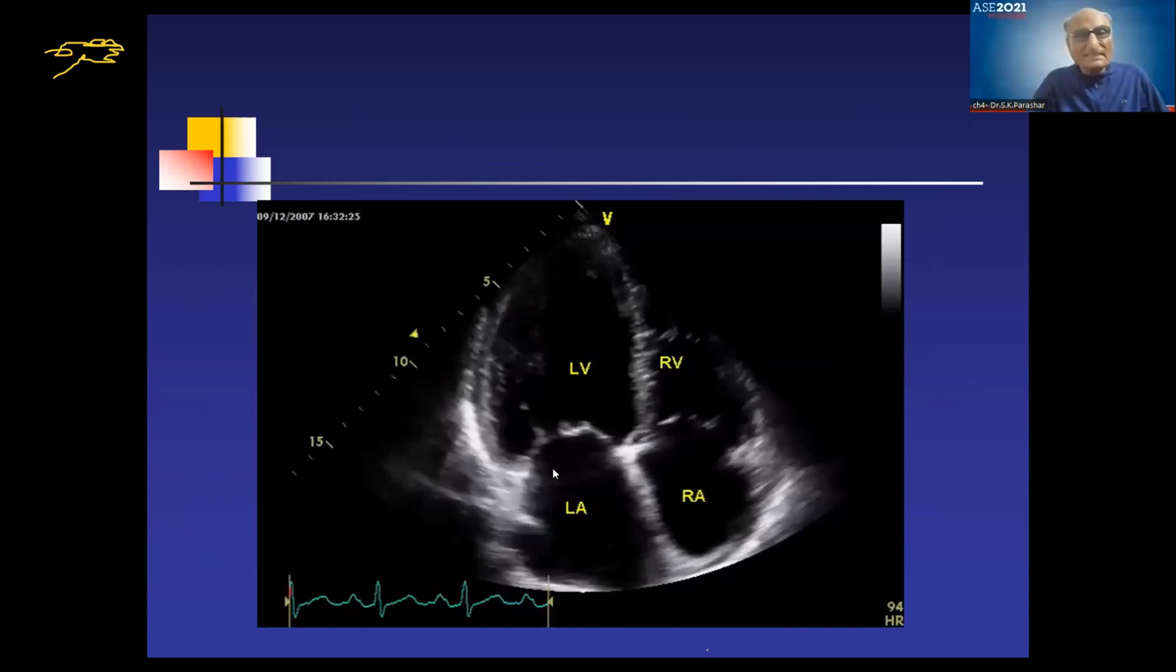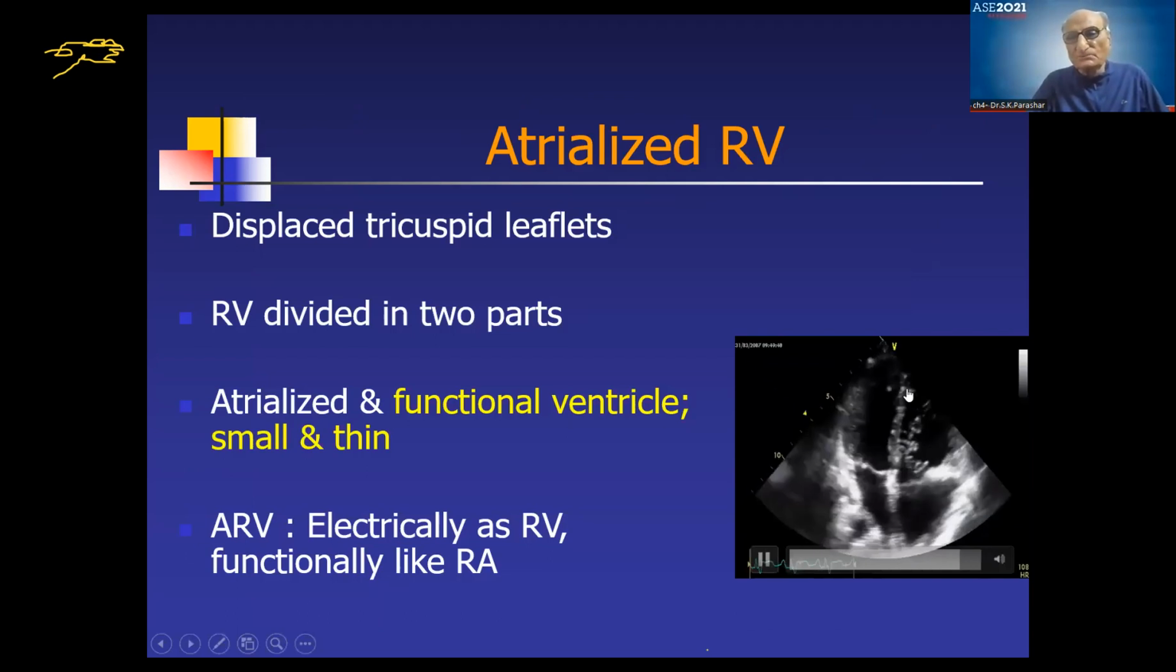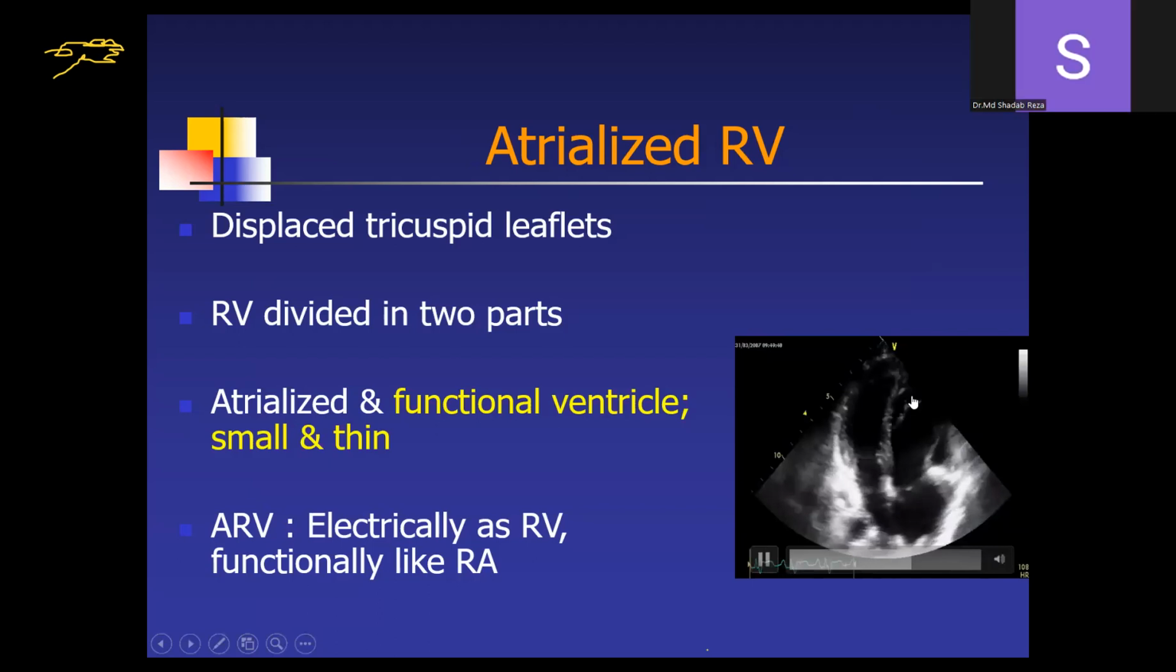Now, here you see what is happening. The tricuspid leaflets are displaced. RV is divided into two parts.